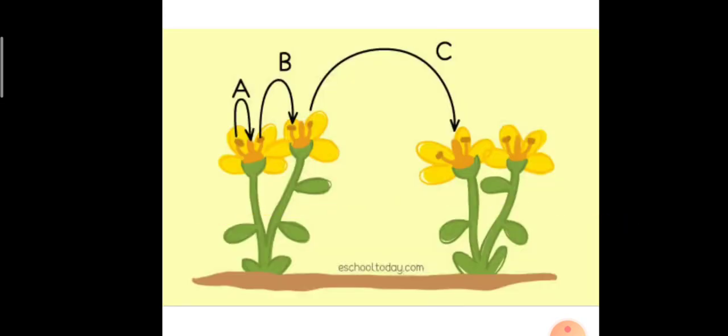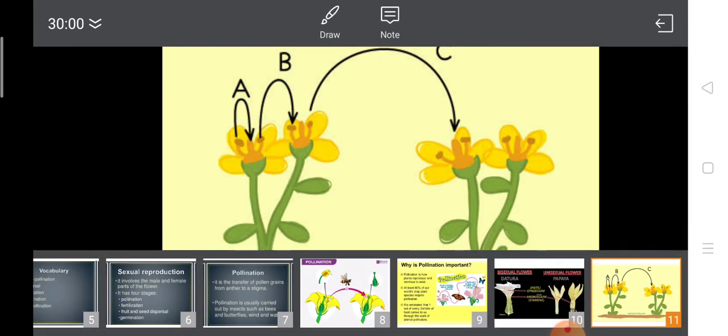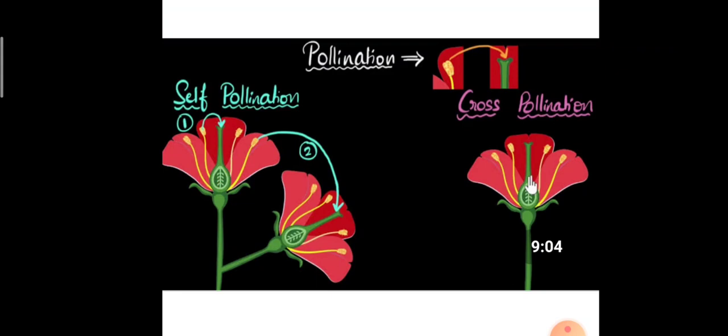Let's start with the main two types of pollination, that is self and cross. This is one of the figures that is shown to you. If the transfer of pollen grain from the anther to the stigma occurs in the same flower, that is known as self pollination, or if it occurs in another flower of the same plant, you can see the same plant, this is also known as self pollination.